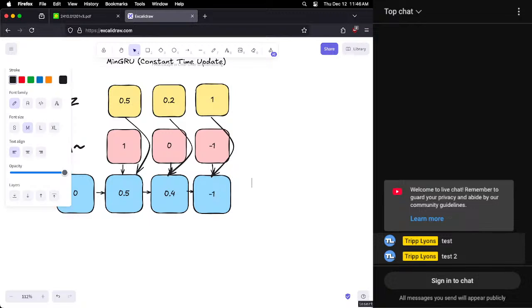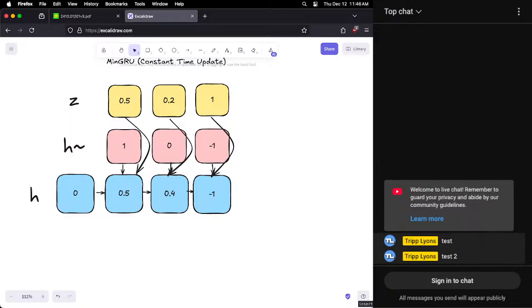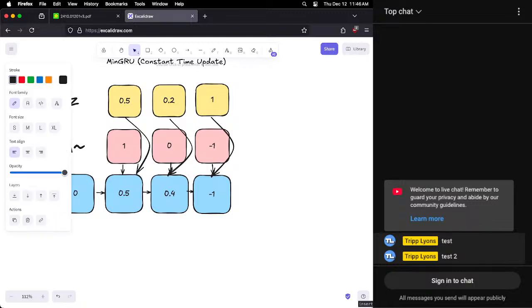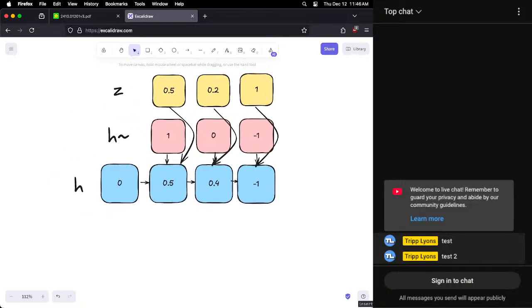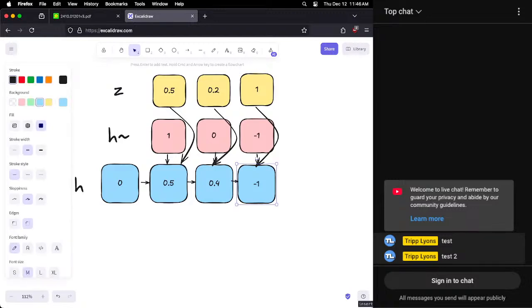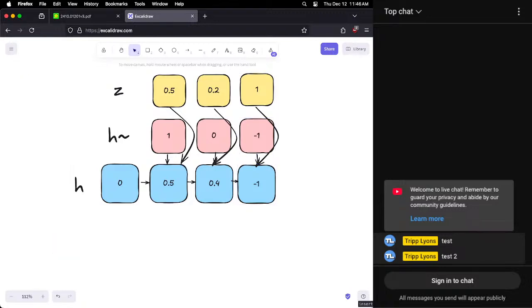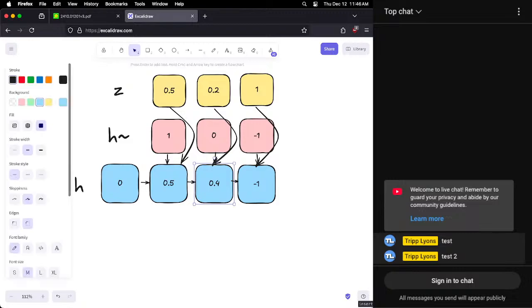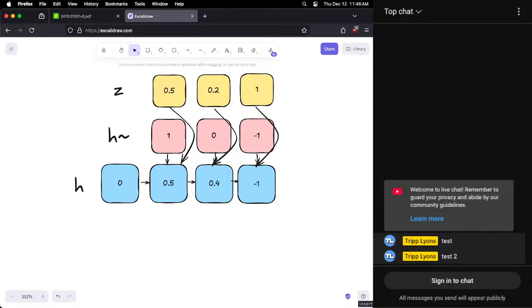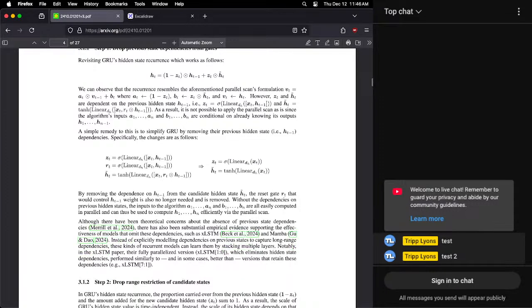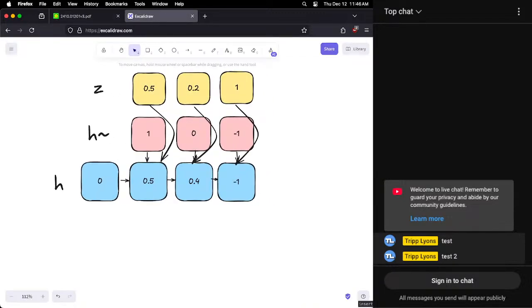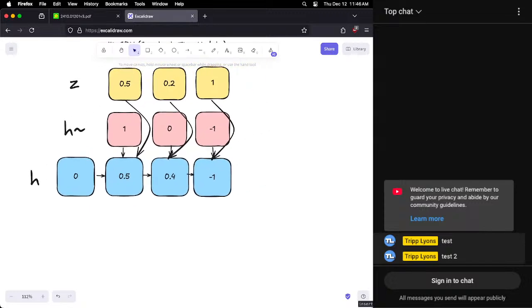So you can see that these z's kind of interpolate between the previous h and the current h tilde. If it's 1, you get all of this, and if it's 0, you get none of it, and you just keep the old value of h, and you could have amounts in between that. The nice thing about this is that you can compute it in parallel.